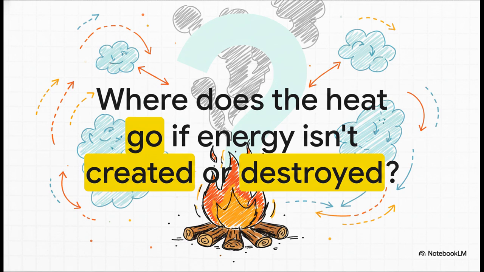Which leaves us with one last big question to chew on. We've been talking about energy moving from the system to the surroundings, but a basic law of physics says energy can't be created or destroyed, right? So when your campfire finally burns out and goes cold, where did all of that incredible heat energy actually go? It didn't just disappear. It's a great question, and the answer opens up a whole new world of science.